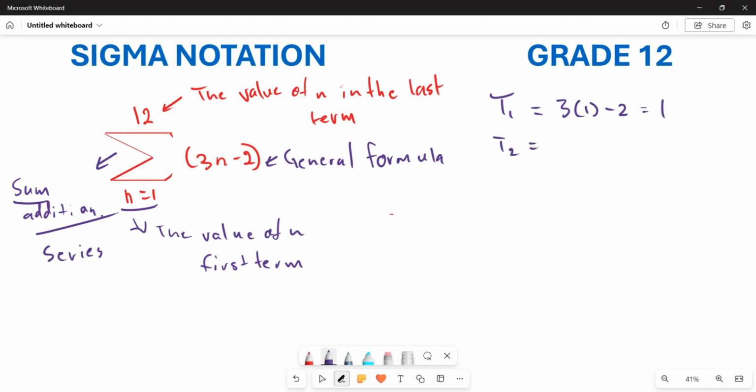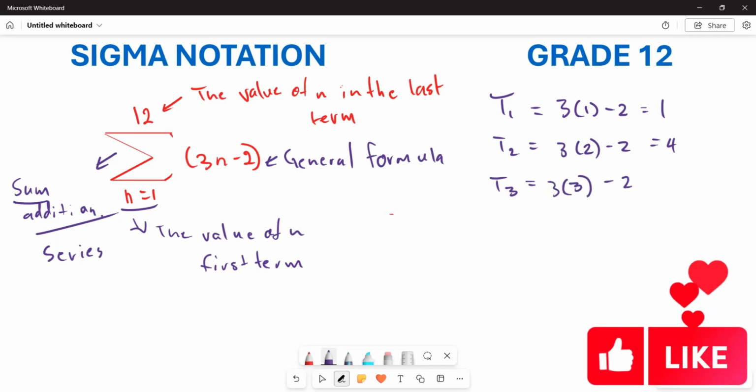And your term 2, let's say we are looking for term 2, is given by 3 into 2, subtract 2, which gives you 4. And your term 3 is going to be given by 3 into 3, subtract what?